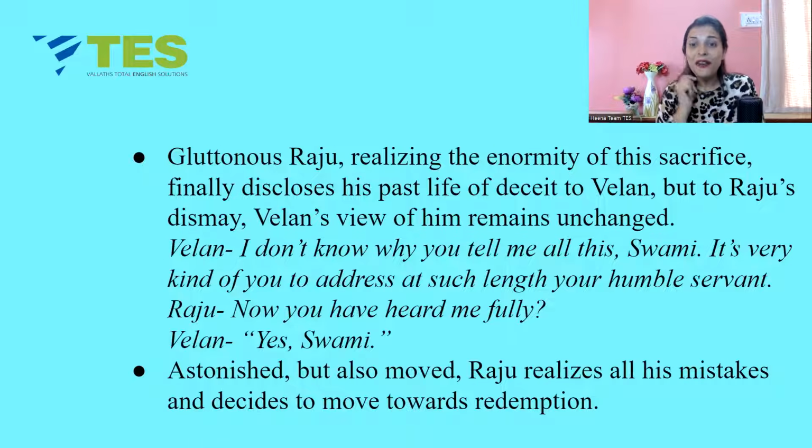Gluttonous Raju, realizing the enormity of this sacrifice of being on fast, eating nothing for 2 weeks, finally discloses his past life of deceit to Velen. But to Raju's dismay, Velen's views of him remain unchanged. Velen is the same. Velen says, I don't know why you tell me all this, Swami. It is very kind of you to address at such length your humble servant. And Raju is confused. I told him the truth, right?